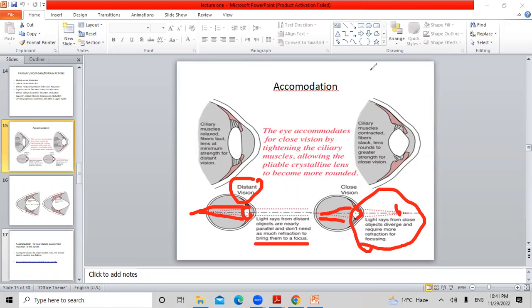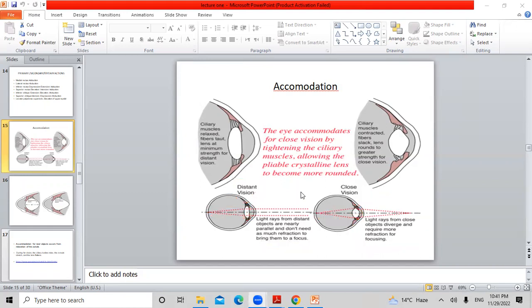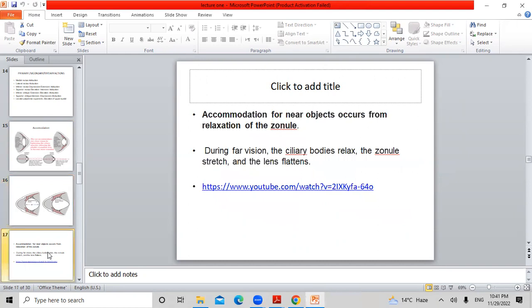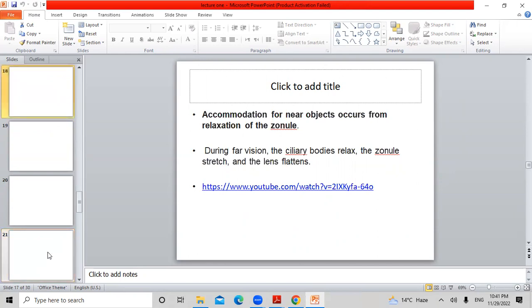This is why we make accommodation, we make the myopic shift to make the refracted light go toward the retina. Here you can see the picture of the lens, how it becomes more globular in shape, and how the light, when it enters, becomes like this. And here the close-focused eye becomes more globular, more than this one. And the last picture here, accommodated for a near object, shows the relaxation of the zonule. During far vision, the ciliary body relaxes, the zonule stretches, and the lens flattens. And there is a video for this, I will share it, inshallah.